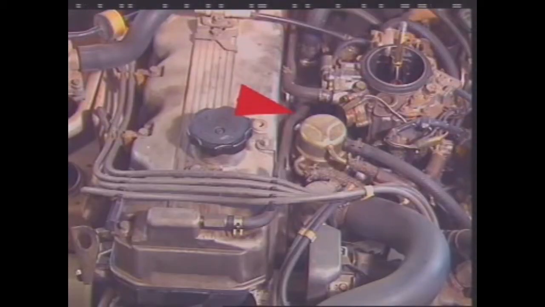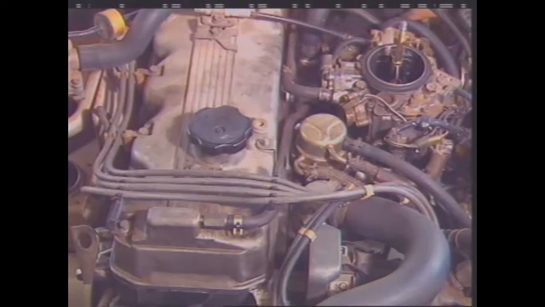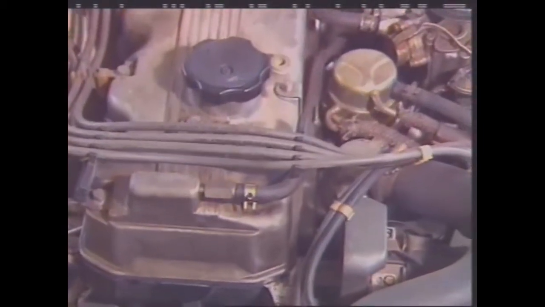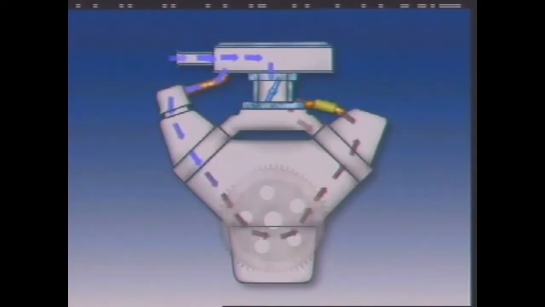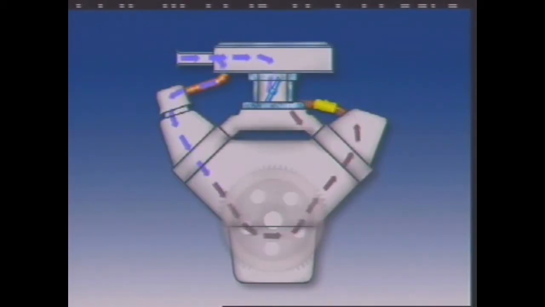Modern vehicles are required to direct crankcase breather gases and vapors back into the inlet system to be burned. A common method of doing this is called positive crankcase ventilation, or PCV. A valve called a PCV valve regulates gas flow between the crankcase and the inlet manifold.